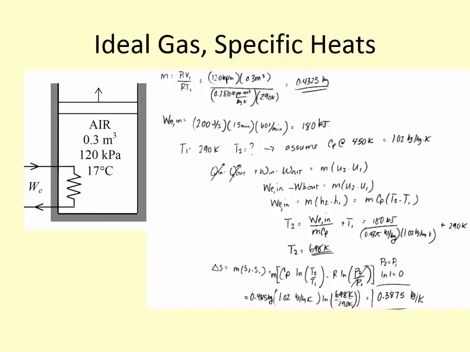If we plug in the numbers, 180 kilojoules divided by 0.4325 kilograms, and then for C sub P we're going to just choose the value of 1.02 kilojoules per kilogram Kelvin, plus T1. T1 initially is 290 Kelvin. So we solve for this T2 and we find that it is 698 Kelvin. Then we say, what would be our average temperature? 698 plus 290 over 2. That gives us an average of some value. Calculate that.